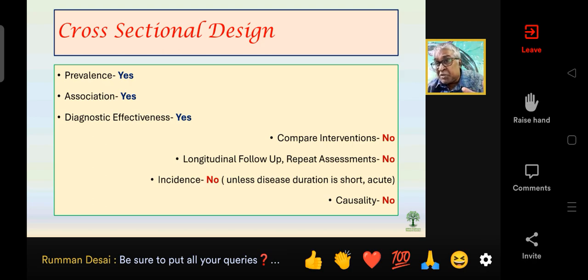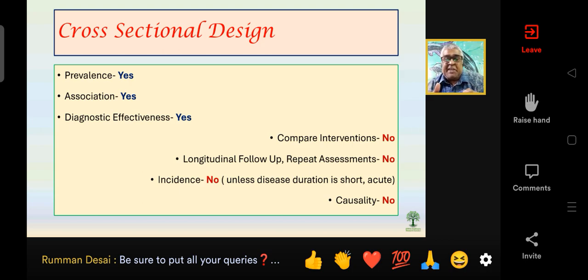Why is that so? Because we are doing a single time assessment at that point of time. We are not doing a repeat assessment. So what is incidence? New cases. So we are looking at people who don't have the disease on that one time assessment, and then we follow them up to see who gets the disease. That's not possible in a cross-sectional design. That's not a cross-sectional design. So that goes out of the picture.